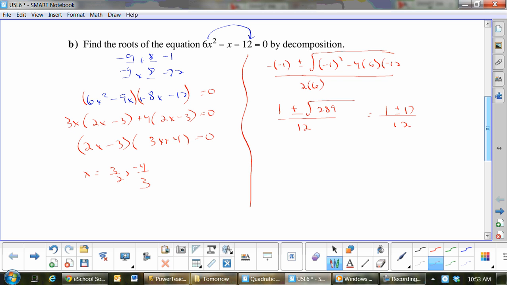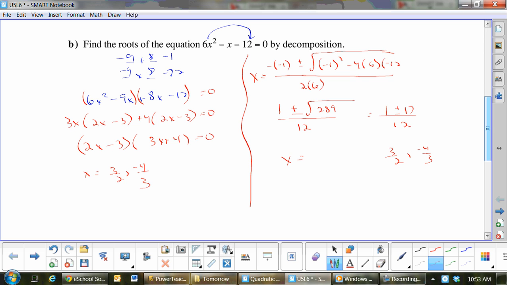Now, what's 1 plus 17? 18. What's 18 over 12? It's 3 over 2. What's 1 minus 17? -16 over 12, which is -4 over 3. Okay? You may notice something similar about the answers.